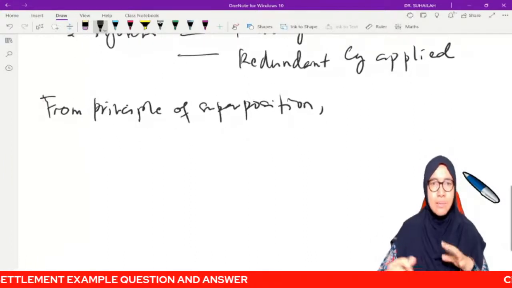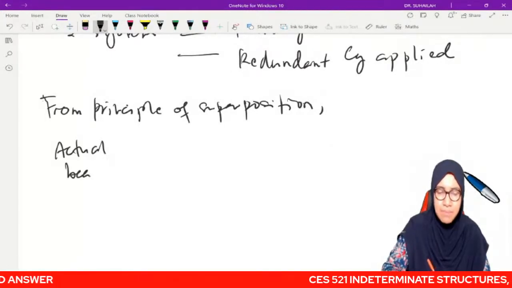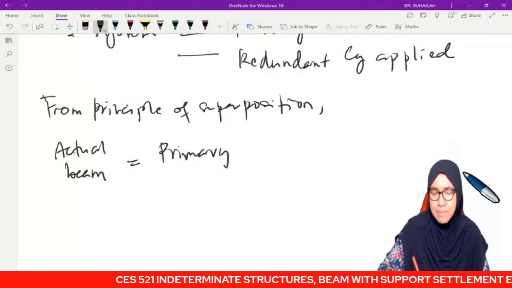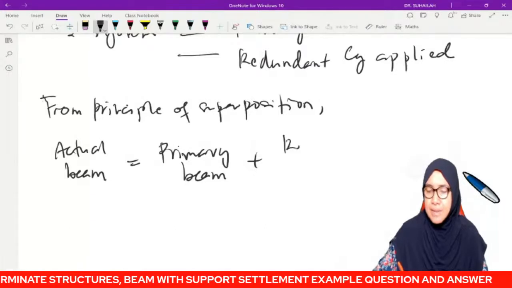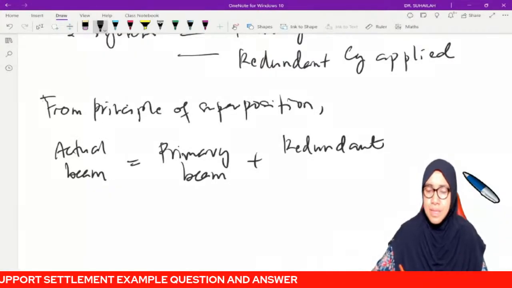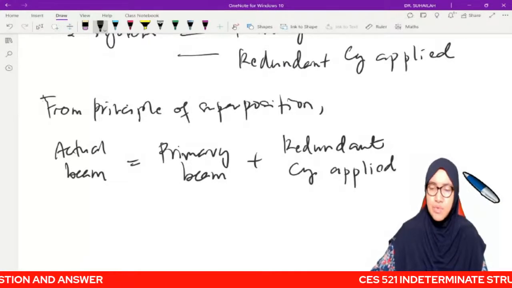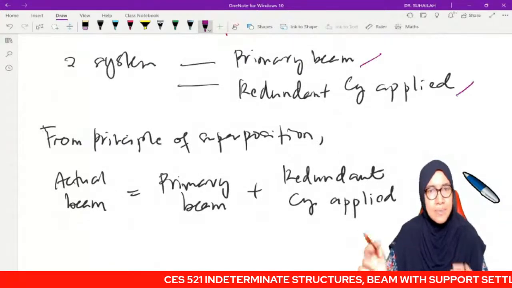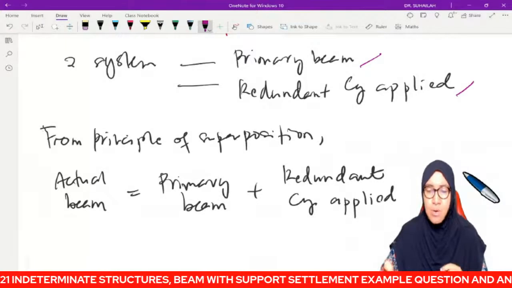In the principle of superposition, the actual beam is equal to the primary beam plus the redundant CY applied. So that is why we get these two. We have two determinate systems to be analyzed.